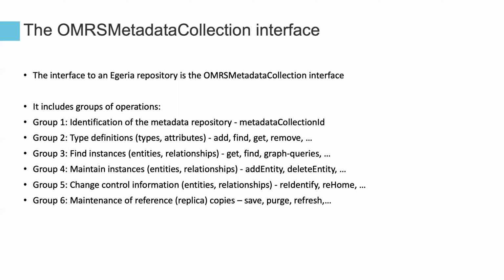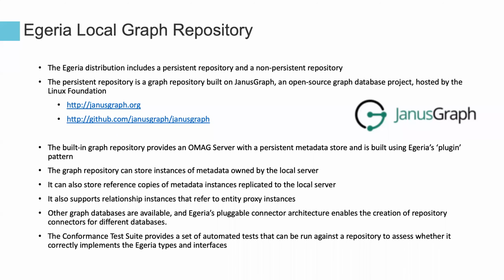So they can be created and they can be purged and they can be refreshed using the reference copy refresh protocol within the OMRS. So it's quite a rich interface. There's a lot going on. But we've implemented a repository connector which interfaces to Janus Graph. So this gives us a persistent graph-based repository. The non-persistent repository mentioned here is the in-memory one that I mentioned previously. But the persistent one is built on Janus Graph. It's actually built on Janus Graph 0.5.2 currently, and we keep updating that as Janus Graph evolves.